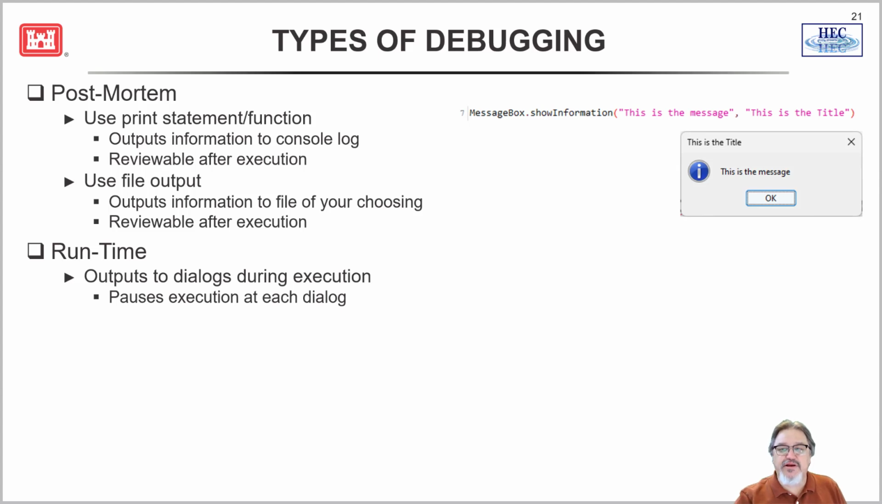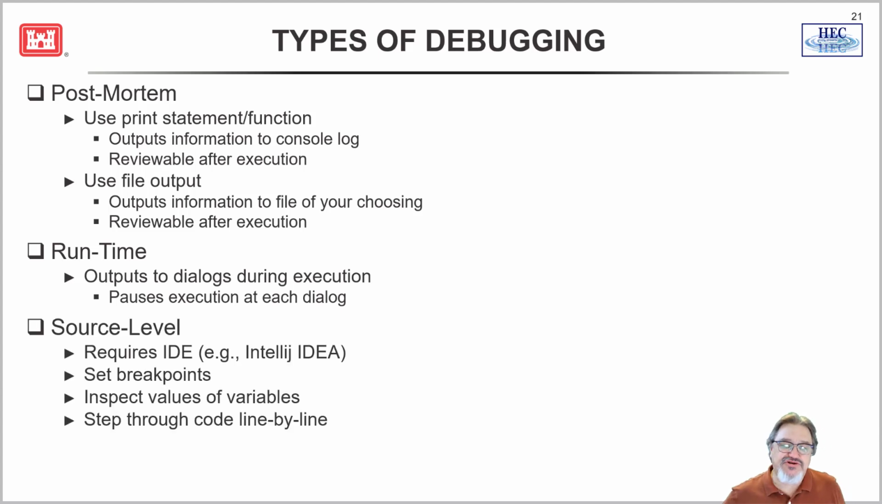The last type of debugging is the most sophisticated, and it's source level debugging. And that requires an integrated development environment, an IDE, like IntelliJ IDEA. We used to use Eclipse, although I think you still probably can set up Eclipse to do it as well. But the idea behind source level debugging is you can actually trace the execution line by line through your script.